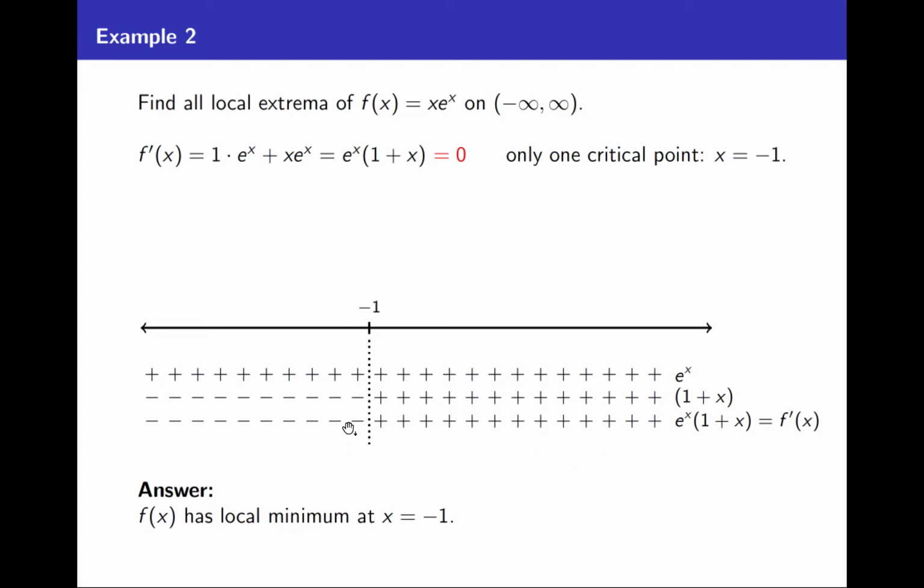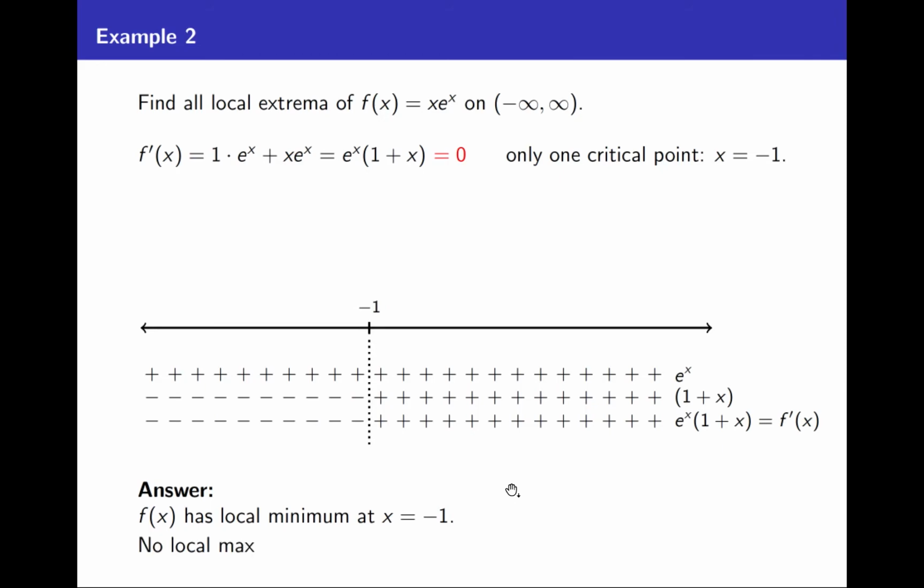The only critical point was at negative 1, and the derivative changed from negative to positive there. So by the first derivative test, f of x has a local minimum at x equals negative 1 because of the negative to positive change. Had it been positive to negative, you would have had a local maximum, but it's changing from negative to positive, so that's a local minimum.